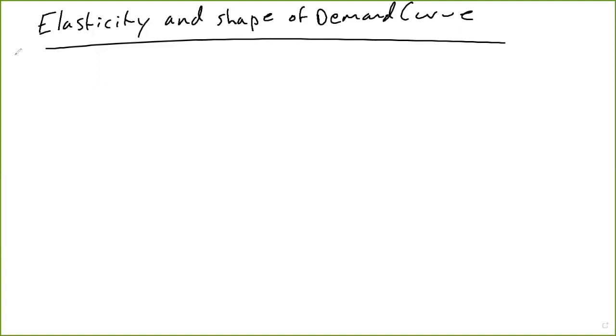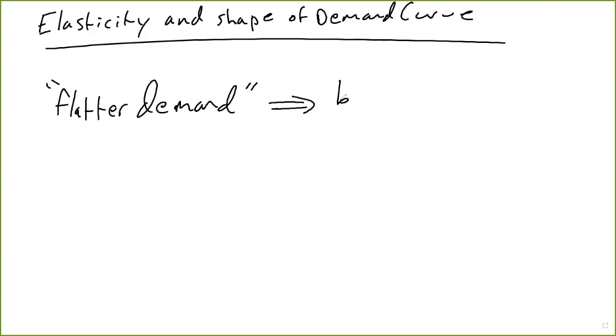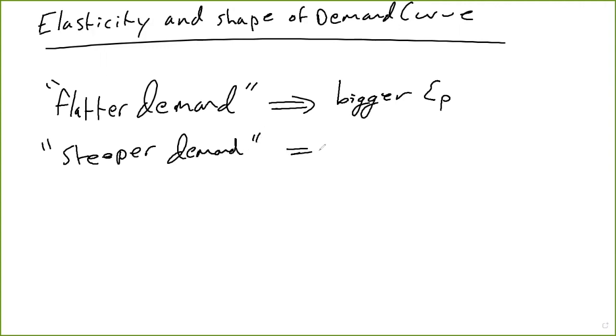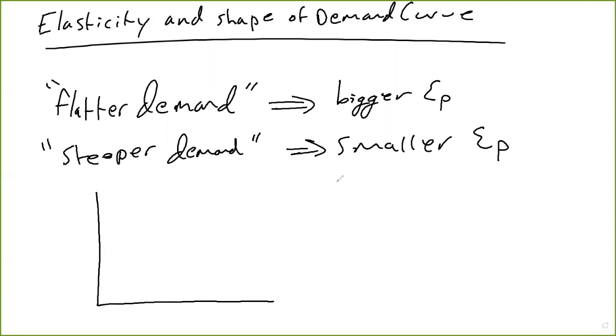So at this point, we know all about elasticity and why some goods are more elastic than others. But now we want to know what implications elasticity has for the shape of the demand curve. In general, if our demand curve is flatter, demand implies a bigger elasticity, price elasticity to be specific, and steeper demand corresponds to a smaller price elasticity. And we can see this graphically or build some intuition graphically.